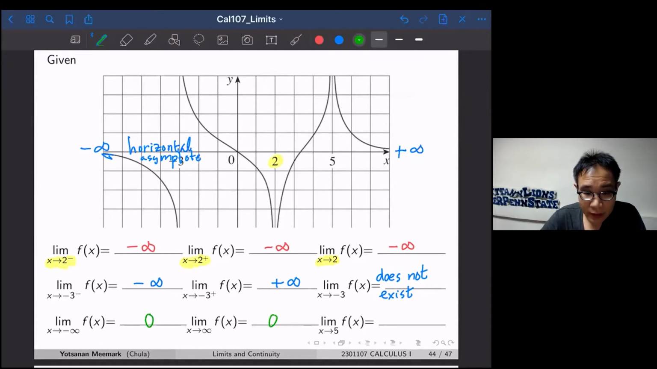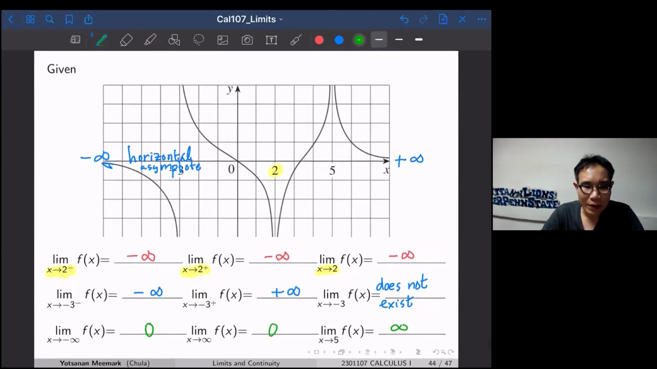Okay, and the limit as x goes to 5 of f(x). So at 5, you see it goes from the left to positive infinity. It goes from the right, it's going to be also positive infinity. So it's going to be equal to 0. Okay. Oh, sorry. It's not 0. It's infinity. Okay.